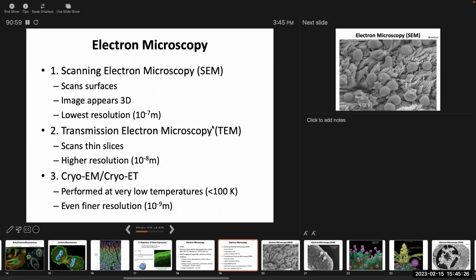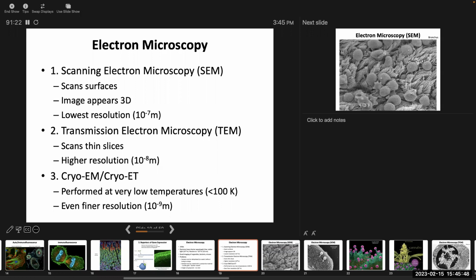The next form of electron microscopy is transmission electron microscopy. This is similar to light microscopes in the sense that you have to cut a thin slice through a tissue, but then it allows you to image that slice at a higher resolution. So this will go down to about 10 to the minus 8 meters, so about 1/10 the scale of what you can see with a light microscope.